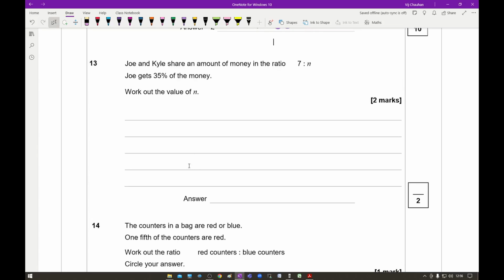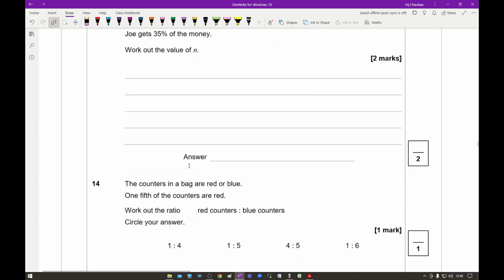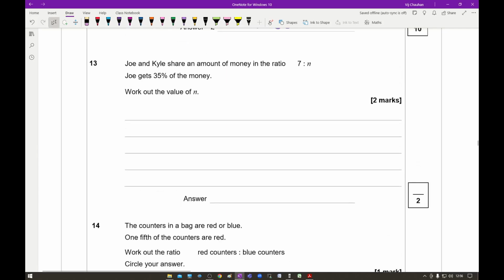Moving on to question 13, it says Joe and Kyle share an amount of money in the ratio of 7 to n. Joe gets 35% of the money. Work out the value of n. Now for this, ratio can represent the proportion, and proportion can be represented as either a fraction, a decimal, or a percentage. So here I've got Joe and Kyle, and I've got the ratio of 7 to n when I want to work out the value of n.